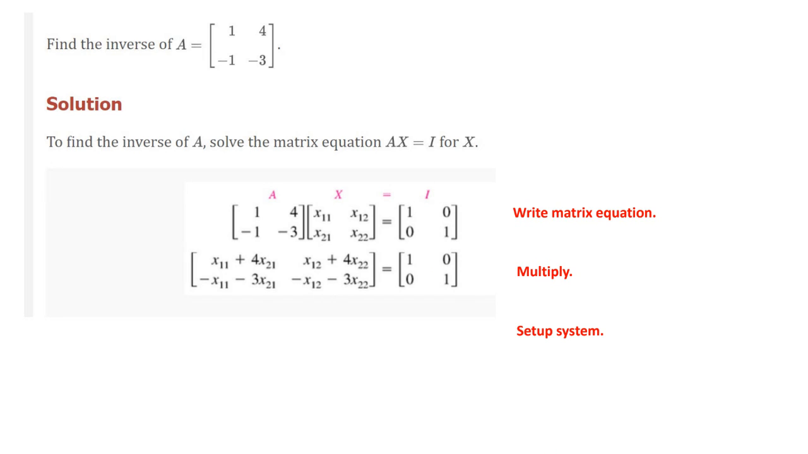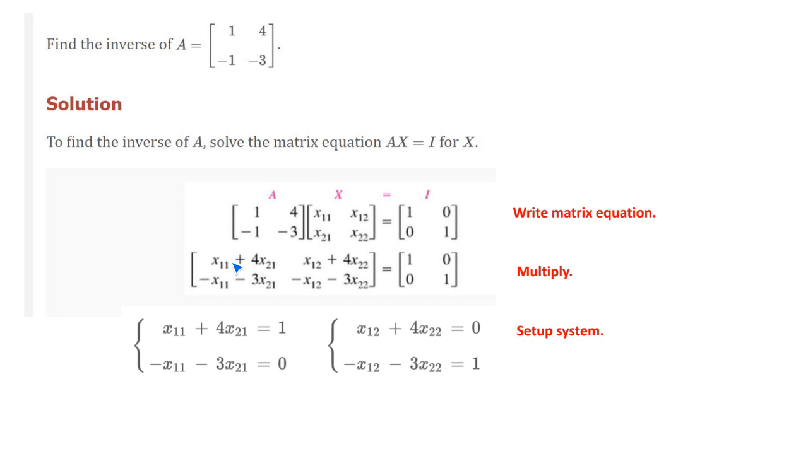So what we're going to do is set up a system. The reason we set up a system is that, since you worked with systems in chapter 7, some of you might be more comfortable working with a system. Here are my systems. We take x11 plus 4x21 and set it equal to 1. That's one equation. Then negative x11 minus 3x21 equals 0. That's my second equation. Then I do the same for the second column: x12 plus 4x22 equals 0, and negative x12 minus 3x22 equals 1. So here I have 2 systems.